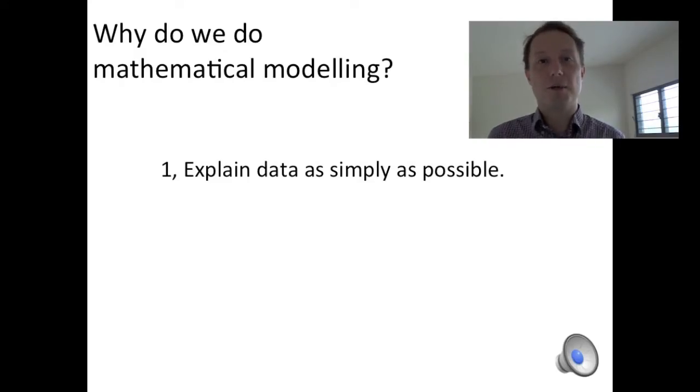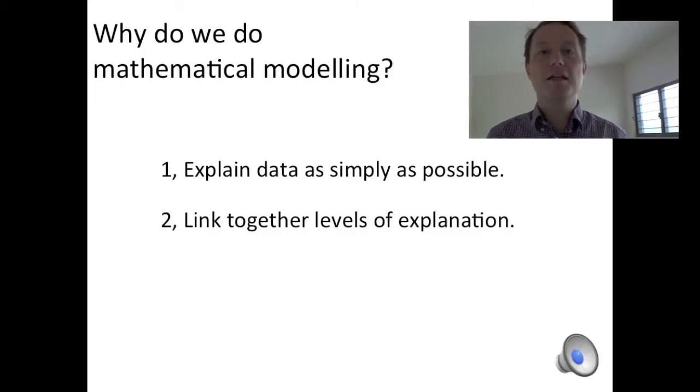So why do we do mathematical modelling? Well, there's actually lots of different answers to that. And I think that they broadly fall into 4 different categories. The first one of these is to explain data as simply as possible. If we have some data about the world, we want a simple model which tries to explain the relationships inside these data. The second one is to link together different levels of explanation.